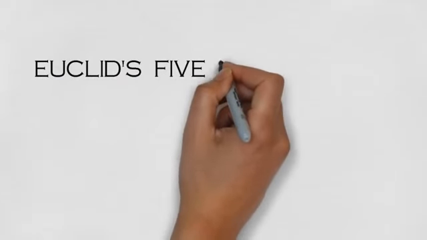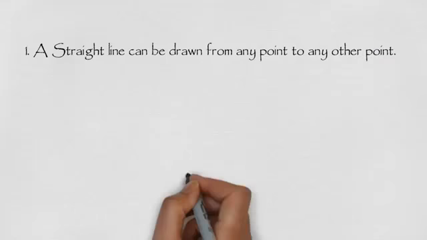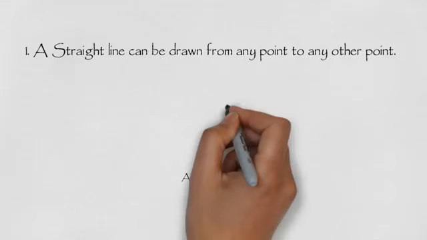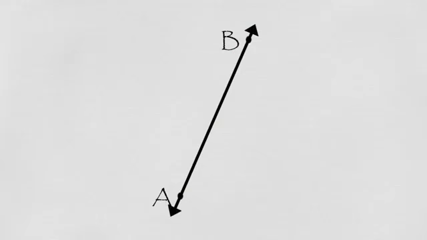Let's discuss Euclid's 5 postulates. Postulates are the terms used for the assumptions that were specific to geometry. First, a straight line can be drawn from any point to any other point. This postulate simply says that if you have any 2 points, say A and B, then you can always connect them with a straight line.